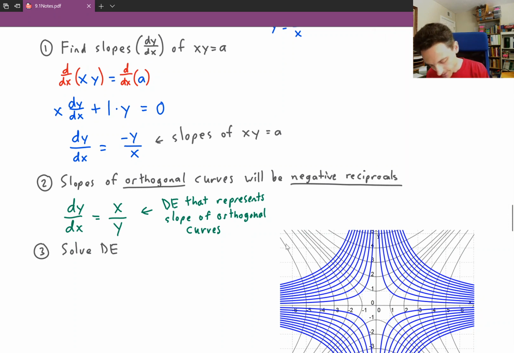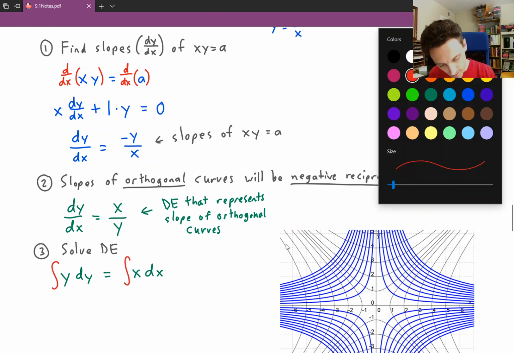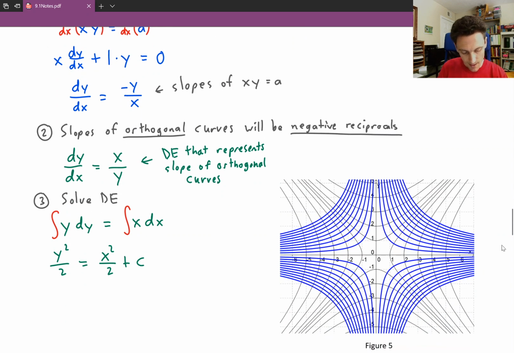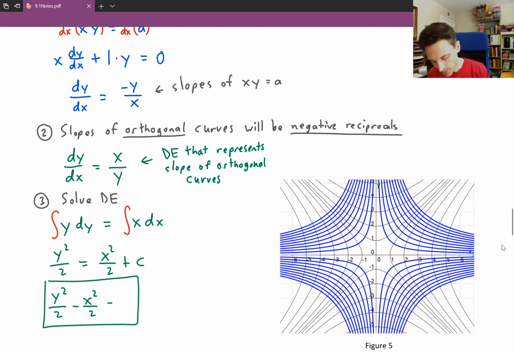Let me keep the green color. y dy equals x dx. Then integrate both sides. We get y squared over 2 equals x squared over 2 plus c. And if you wanted to, you could just box your answer right there. I'm just going to take one more step, which is write y squared over 2 minus x squared over 2 equals c. And I like that form a little bit better.